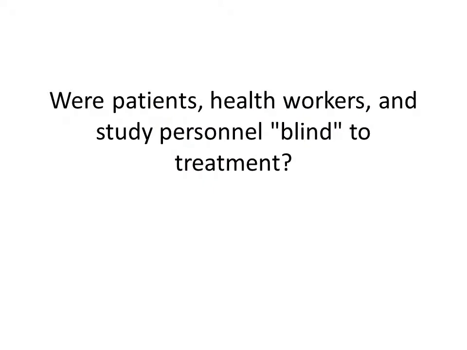The next criterion by which you judge a randomized controlled trial is whether the patient, health workers, or study personnel were blind to the treatment. As is obvious by the name, the patient, the health workers, or the study personnel should not know which group the patient is in and what intervention they are receiving, as in the treatment or the control group. And that can sometimes be easy, but can sometimes be tricky or impossible.